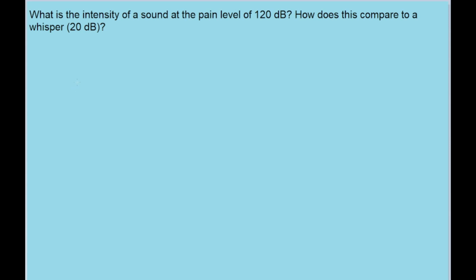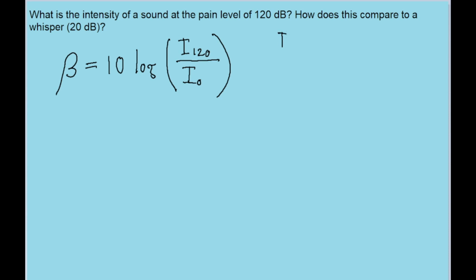In this problem, we are looking for the intensity of a sound, and we're given the sound level of that sound. So let's go over the formula we'll need for this. The sound level, or beta, is equal to 10 times a logarithm with base 10 of the intensity of the sound we're looking at divided by the threshold of hearing, I naught, where I naught is equal to 1.0 times 10 to the power of negative 12 watts per square meter.